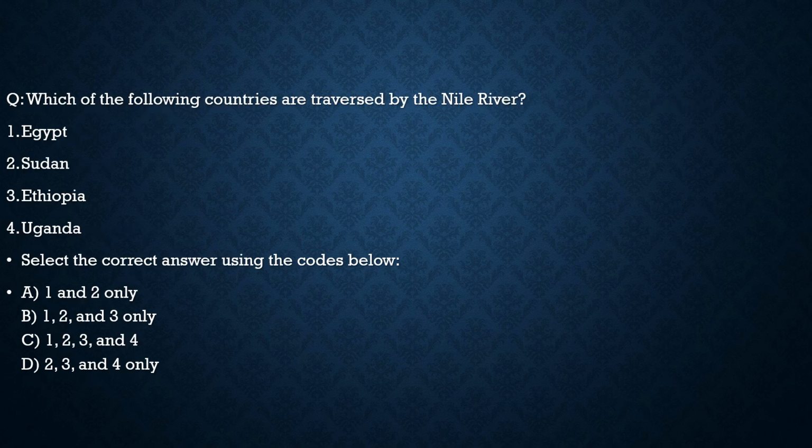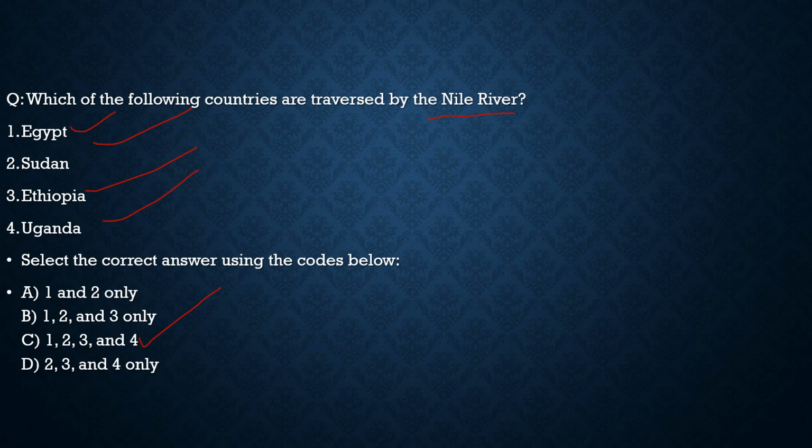Here the question is about the Nile River. It says, which of the following countries are traversed by the Nile River? Egypt, 100% correct. Sudan, correct. Ethiopia, correct. Uganda, correct. So with respect to the statements here, all four are correct. With this, I hope you got the basic understanding of what was in the news today.